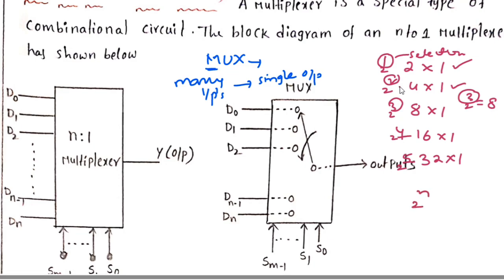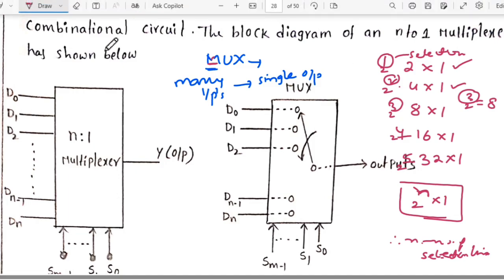So here 2 to the power of n into 1. The mathematical expression for any multiplexer is 2 to the power of n into 1, where n is the number of selection lines used in the particular multiplexer. So mux means many to 1. A demultiplexer means the opposite of the multiplexer.